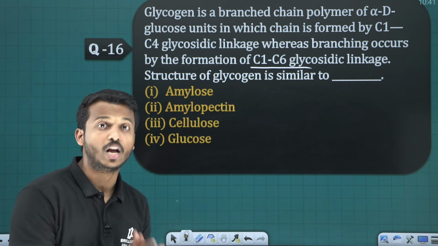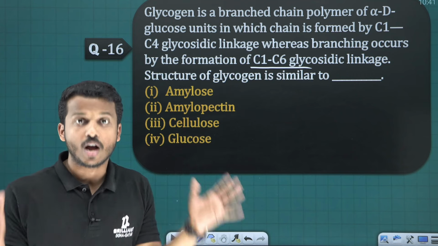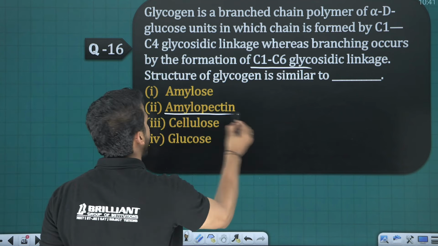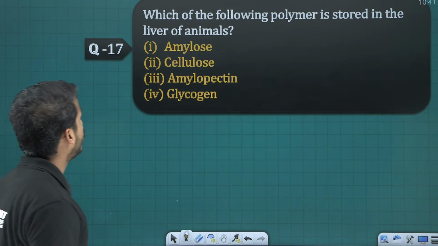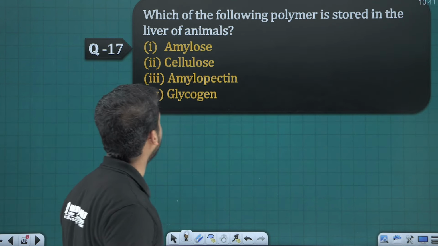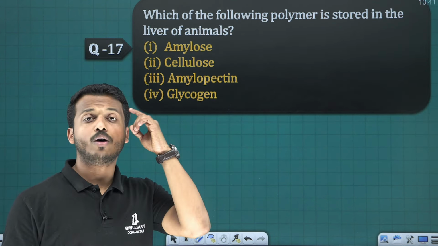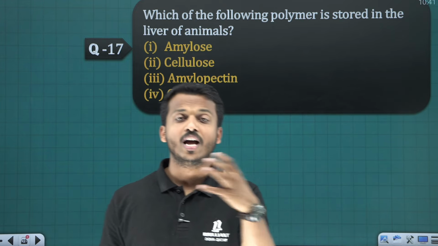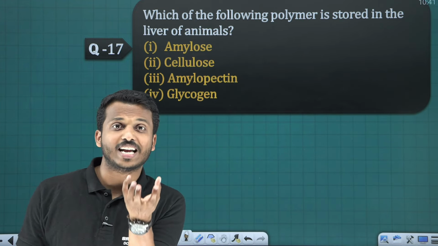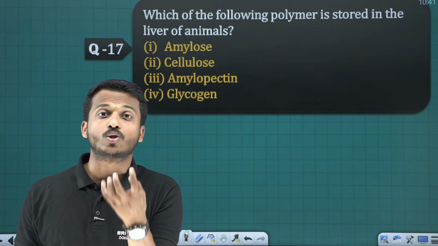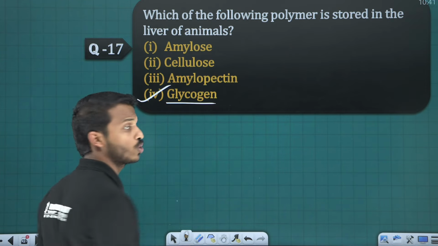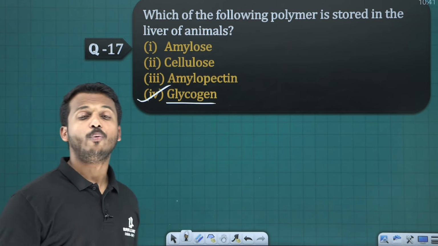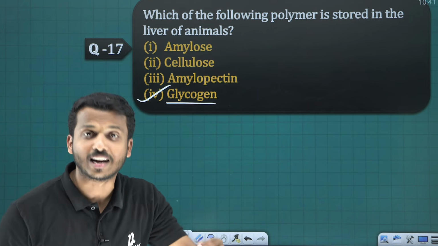Here we have the structure. You know, glycogen is branched. Branched structure is which one? Amylopectin present in starch. Now, which of the following polymers is stored in the liver of animals? In our muscles, brain and liver, the glucose unit is stored as what? Glycogen, right? Glycogen is called animal starch, which is found in our muscles, brain and liver.